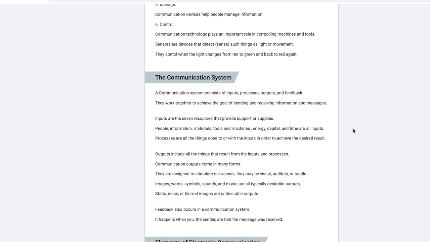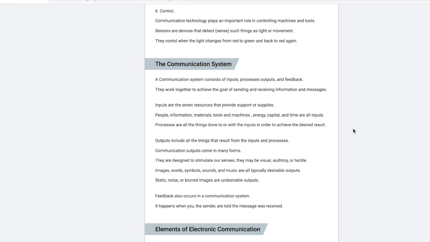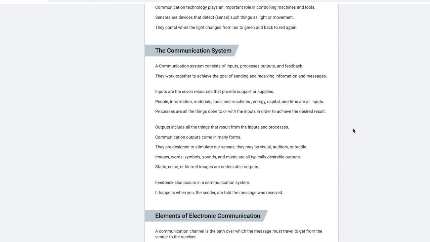The communication system. A communication system consists of inputs, processes, outputs, and feedback. They work together to achieve the goal of sending and receiving information and messages. Inputs are the 7 resources that provide support or supplies. People, information, materials, tools and machines, energy, capital, and time are all inputs.